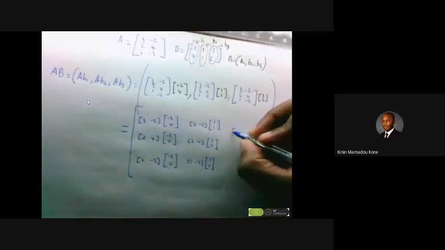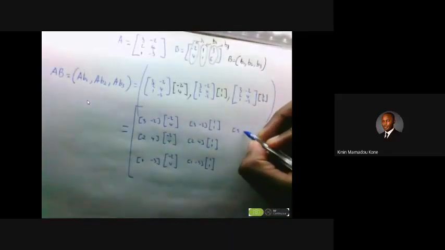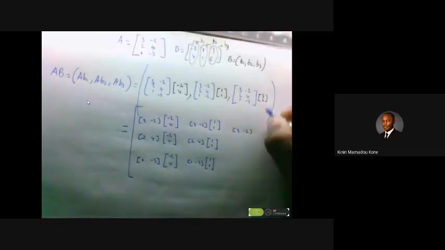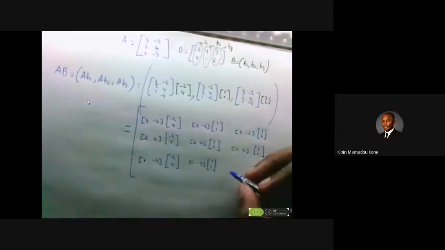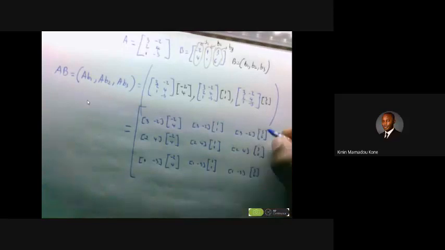Well, these are all the entries of this column. Now let's look at the third column over here. So this row times this column. So 3, -2, and 3, 6. This row times this column, 2, 4, 3, 6. And then this row times this column, 1, -3, and 3, 6.